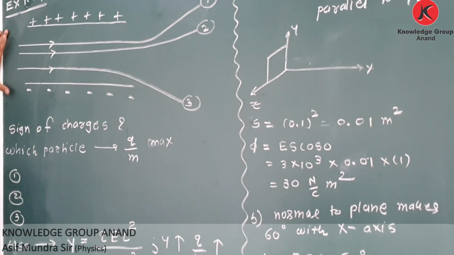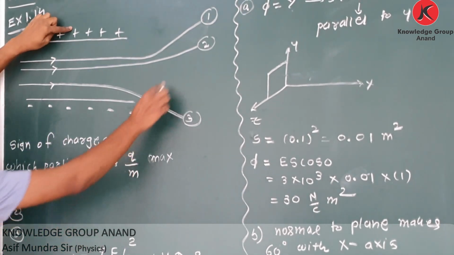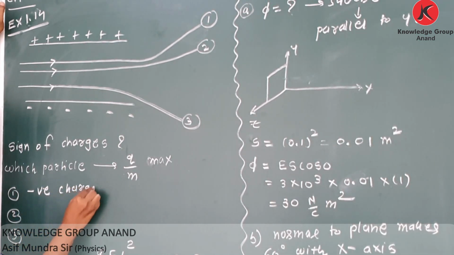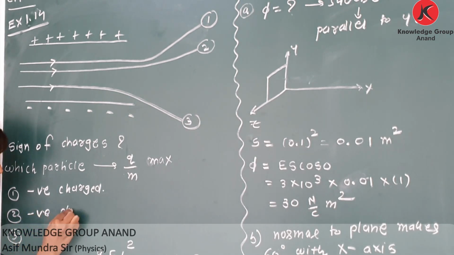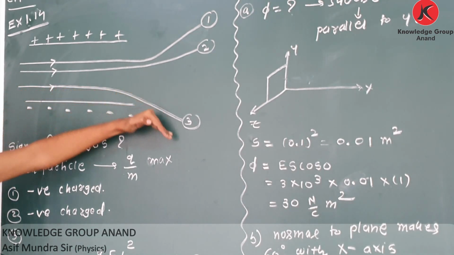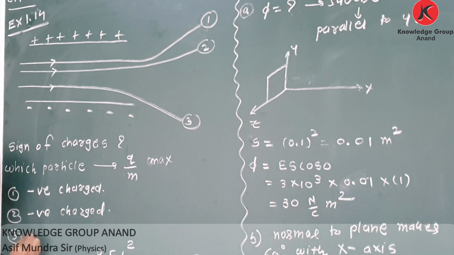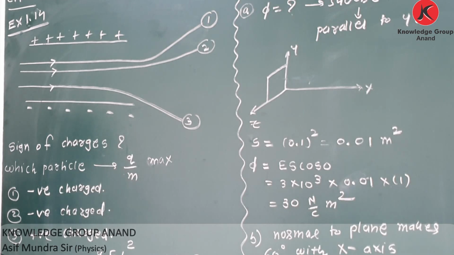See, from the figure we can say this first particle is attracted towards the positive plate, which means the first particle is negatively charged. This second particle is also deflected towards the positive plate, which means it is also negatively charged. While this third particle is deflected towards the negative plate, which means it is positively charged. Clear? Now what about the second question?